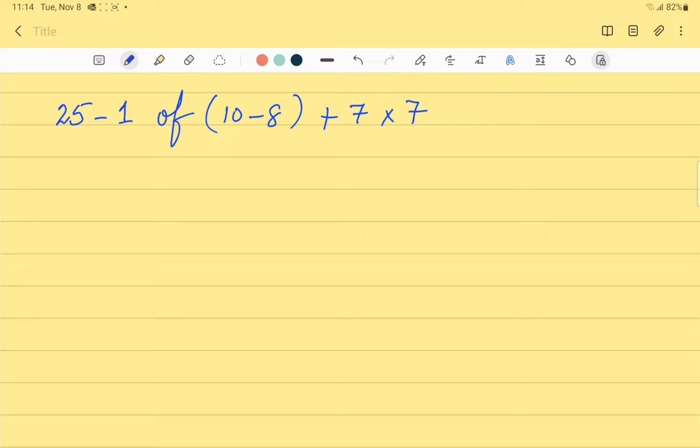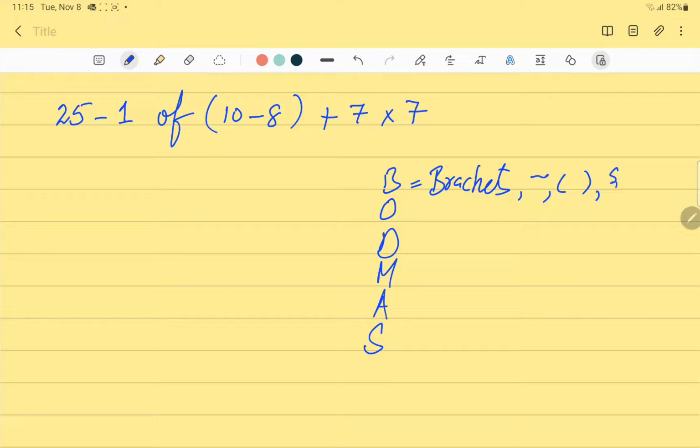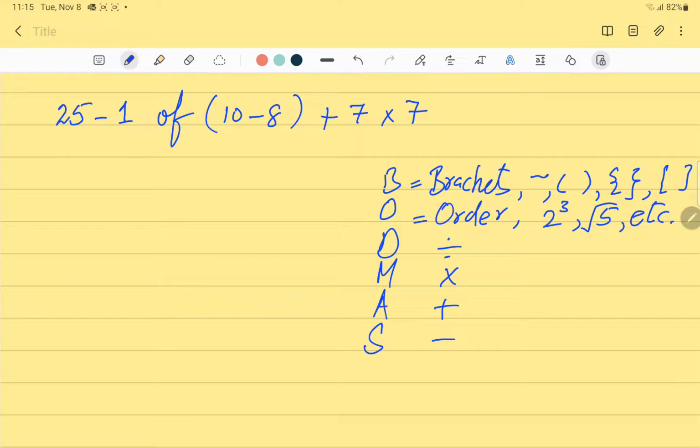BODMAS is actually a word which is a collection of 6 abbreviations. BODMAS. Here B stands for brackets. We have 4 types of brackets: line bracket, small bracket, curly bracket and square bracket. Then O stands for order. In order these types of numbers fall. D for division, M for multiplication, A for addition and S for subtraction.